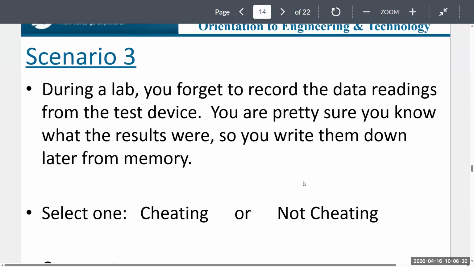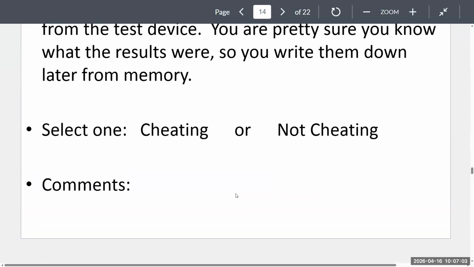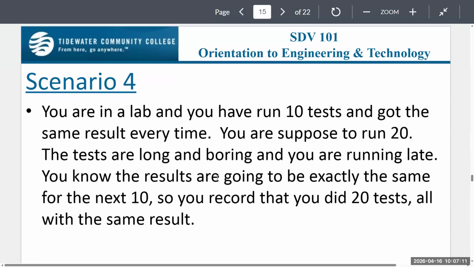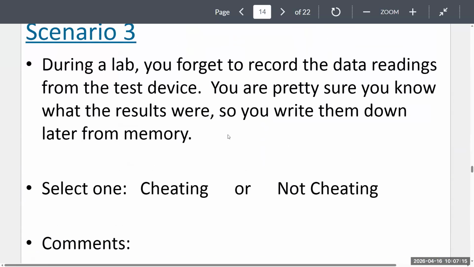During a lab, you forget to record the data readings from the test device. You are pretty sure you know what the results were, so you write them down later from memory. Now, you're just assuming on these test results, so you don't know for sure if they are correct. This could be a form of cheating. This is almost like fakery. You know some of the data, but you didn't finish it, so you make up your own results. Okay, so I assume it's going to be this. That's a form of cheating.